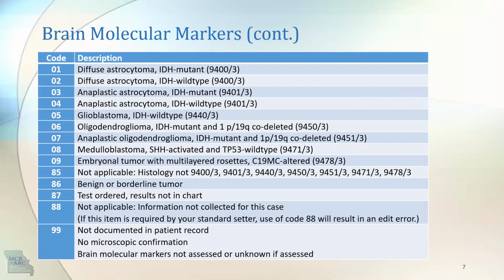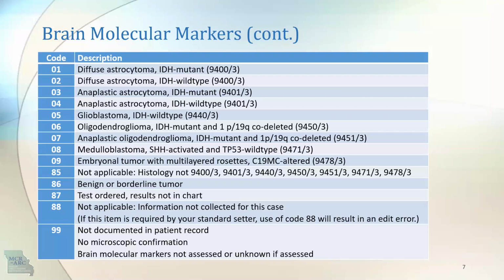Use code 87 when test is ordered, but the results are not in the chart. Code 88, not applicable, information not collected for this case. If this item is required by your standard setter, use of code 88 will result in an edit error. Code 99, if it's not documented in the patient record, or no microscopic confirmation, or brain molecular markers not assessed or unknown if assessed.